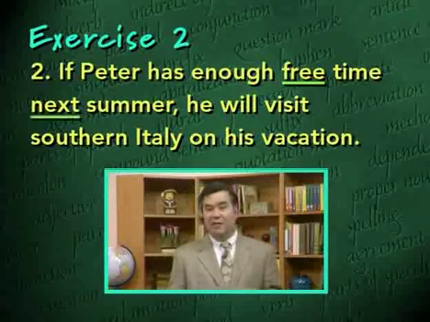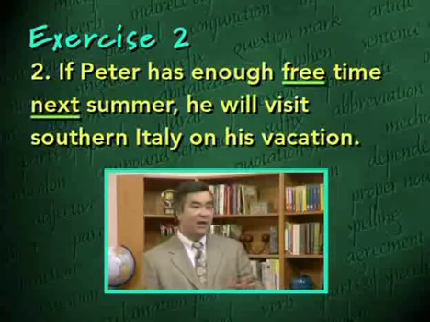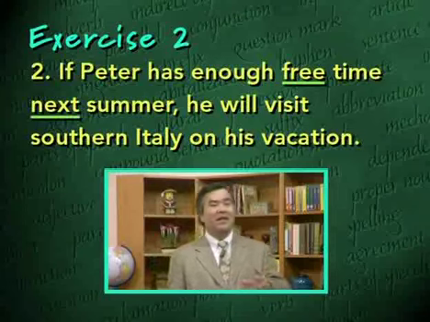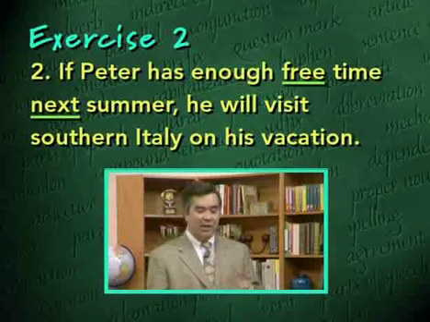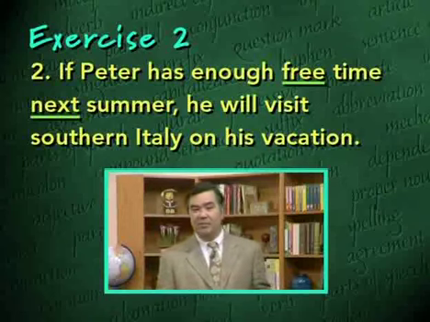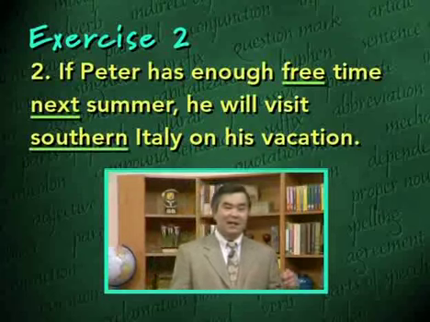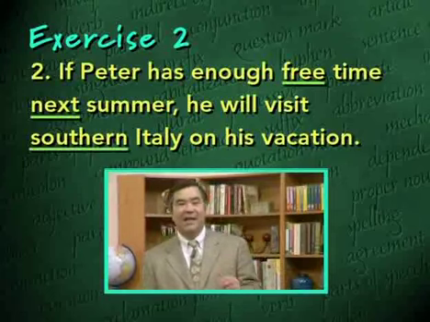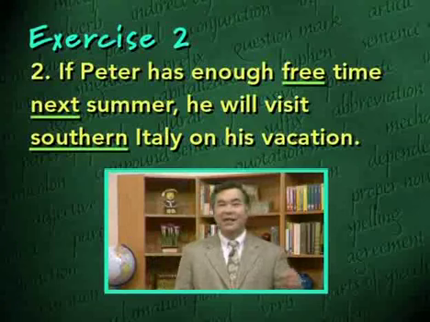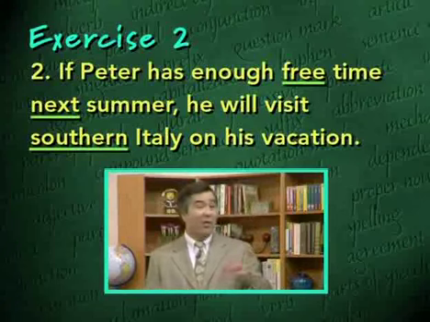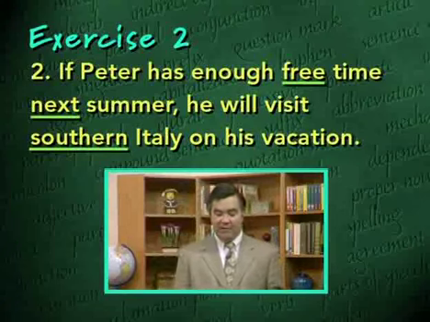Next is an adjective modifying the noun summer. It tells us what summer, which summer, next summer. It gives more information about the summer being referred to. Finally, southern is an adjective. It modifies the proper noun, Italy. It gives us more information about Italy, or tells us more about Italy. What part of Italy? Southern Italy.